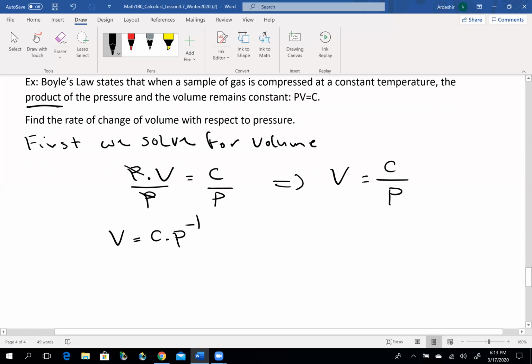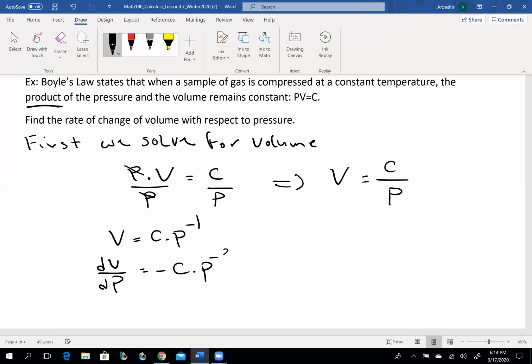Now I'm going to take the derivative of both sides with respect to pressure. The derivative of volume with respect to pressure is equal to, since C is a constant, the derivative of P to the -1. I put the -1 in front, so it's negative constant times P, and then -1 minus 1 is -2. So negative C times P to the power of -2.